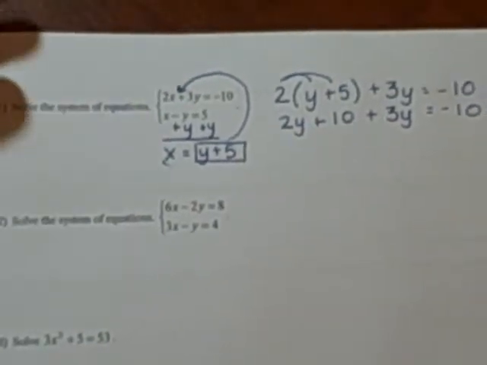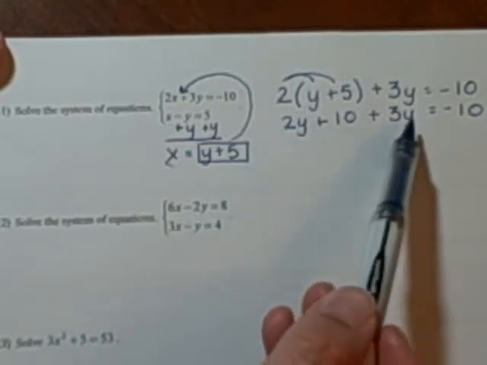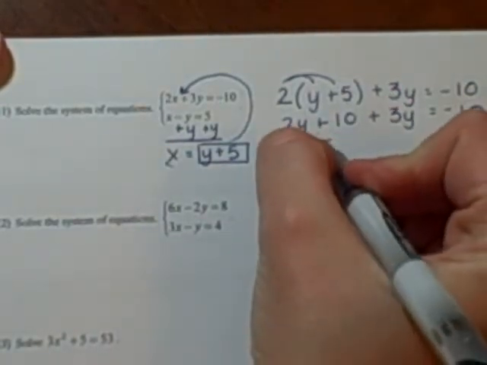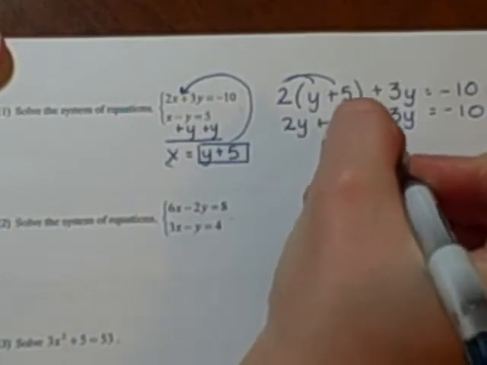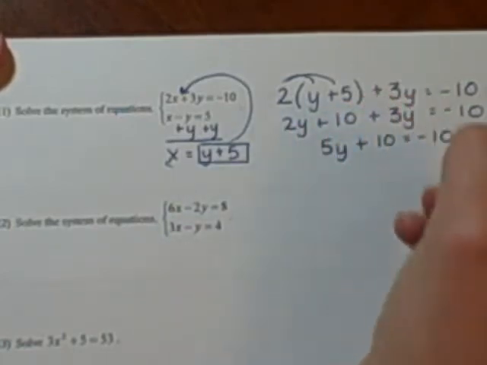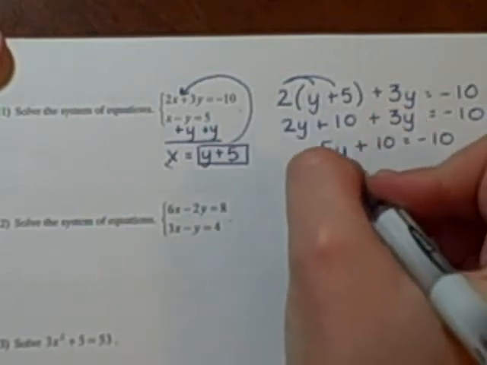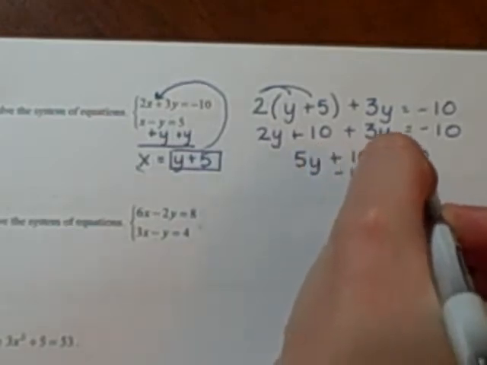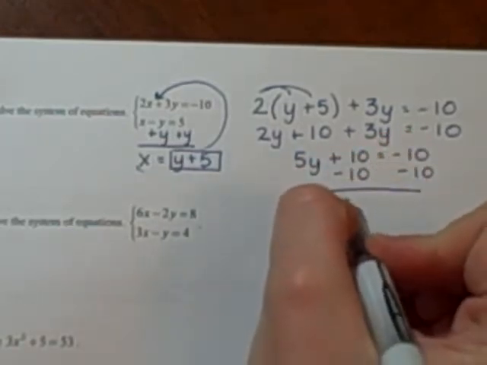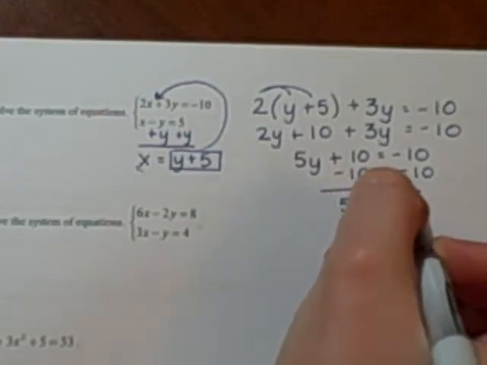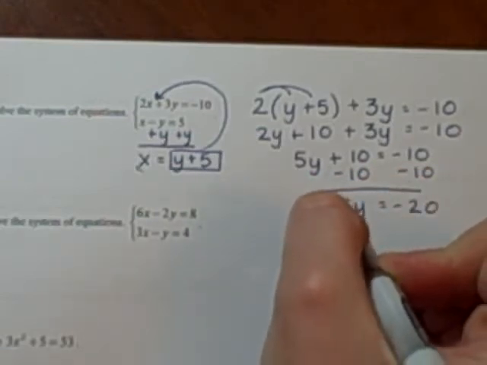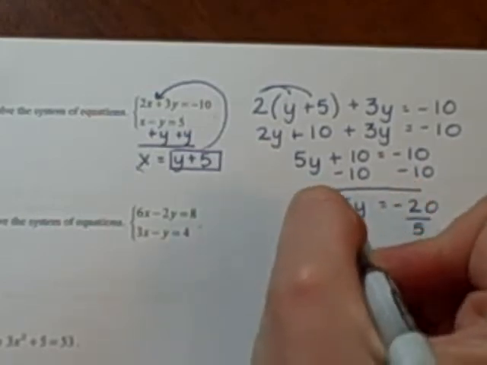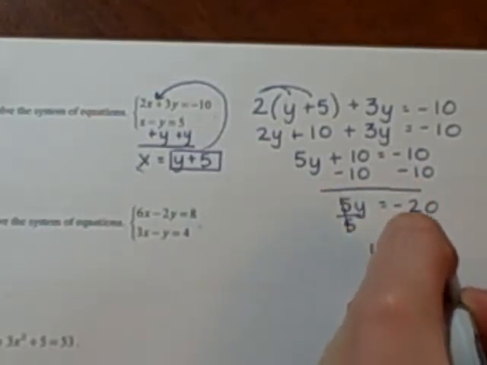Okay, from here I'm just doing equation solving. This is the same equation solving that you saw way back at the beginning of the year. So here I would combine my like terms. 2y and 3y makes 5y, plus 10 equals negative 10. Then I would try to move this 10 over to the other side because remember now my goal is to get y by itself. So let's subtract 10 from each side. 5y equals negative 20. And then divide both sides by 5. So y would equal negative 4.